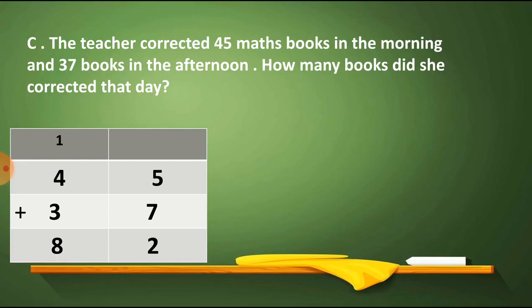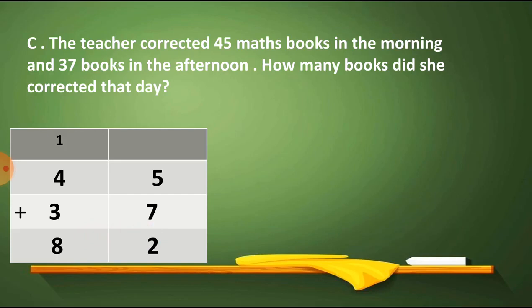Now we will add this one into the tens column. Now students, let's start adding the tens column. 1 plus 4 plus 3 is equal to 8. So here is our answer, 82. How many books did she correct that day? She corrected 82 books that day.